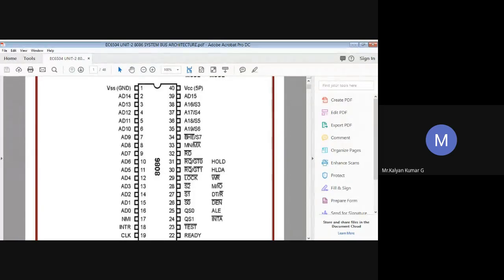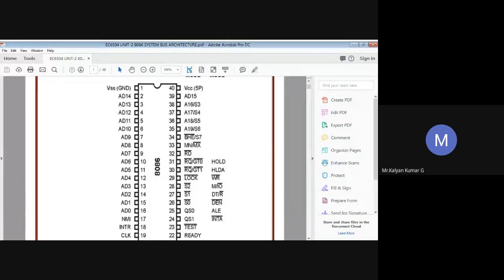I think all the pins from 24 to 31 in minimum mode are output pins except your hold. So hold request alone acts as an input pin, and everything else is going to be output pins. Okay, and ALE address latch enable, data enable DEN, and INTA interrupt acknowledgement. So we have these pins.